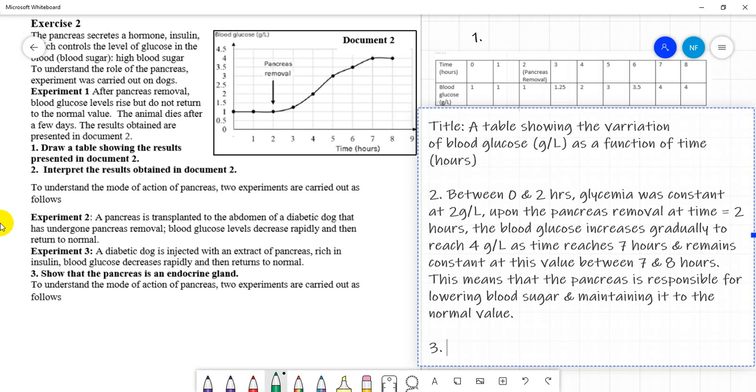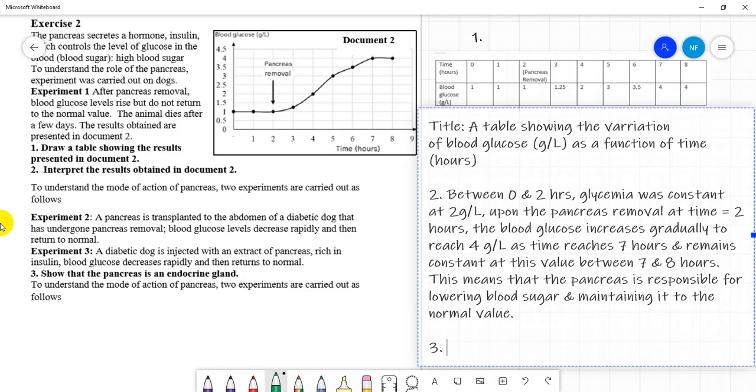This means the pancreas works, as it's returning the glucose to its normal value, it's doing its function and therefore it's working. How is it working this time even though it was removed and transplanted? Because I want to conclude in the end that it's an endocrine gland because it makes communication through the blood regardless of its location in the body. In experiment 3, a diabetic dog is injected by the extract of the pancreas.